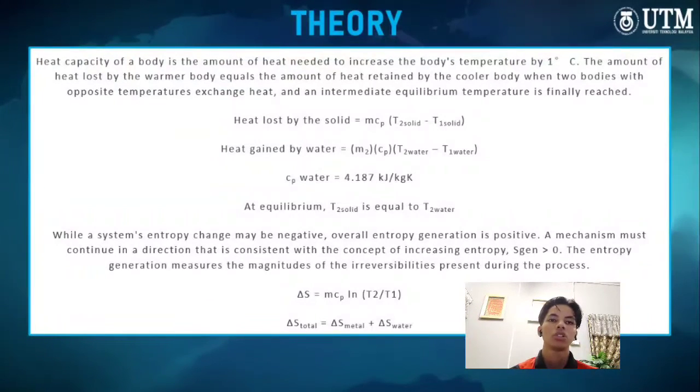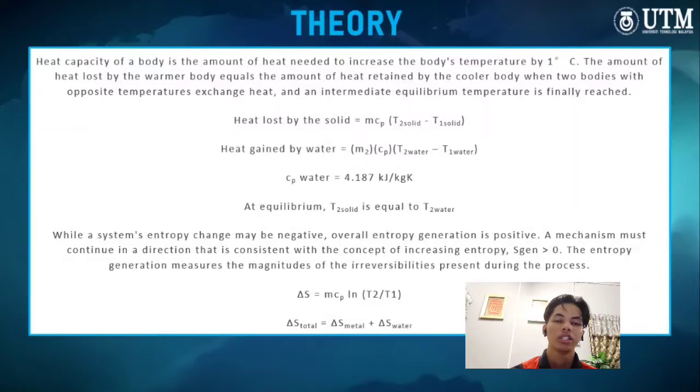Here are the equations that we use. Heat lost by the solid equals heat gained by the water, using Cp of water, and at equilibrium T of solid is equal to T of water. While a system's entropy change may be negative, the overall entropy generation is positive. A process must proceed in a direction consistent with the concept of increasing entropy, which is more than 0. So the entropy generation measures the magnitude of the irreversibilities present during the process.